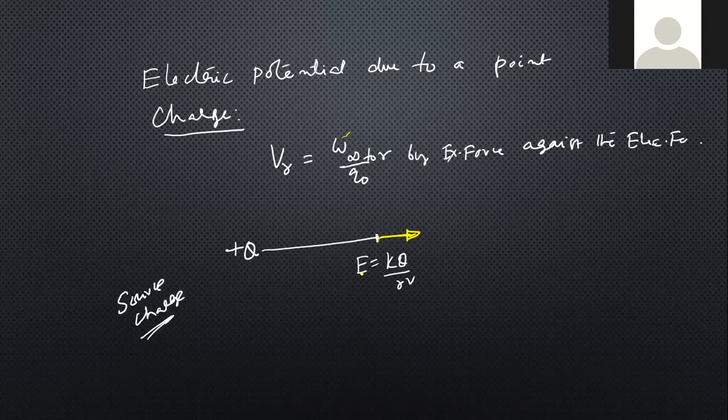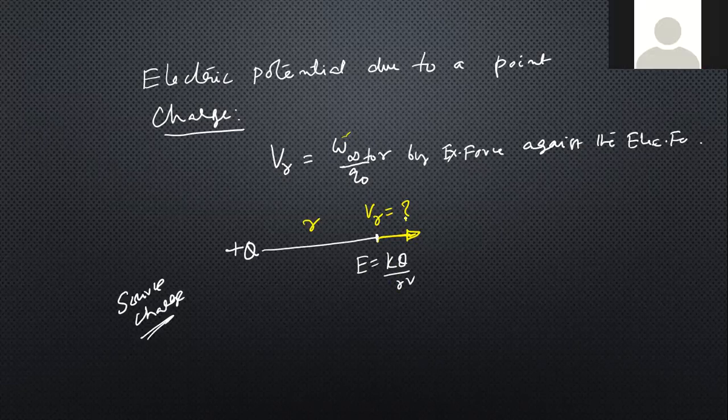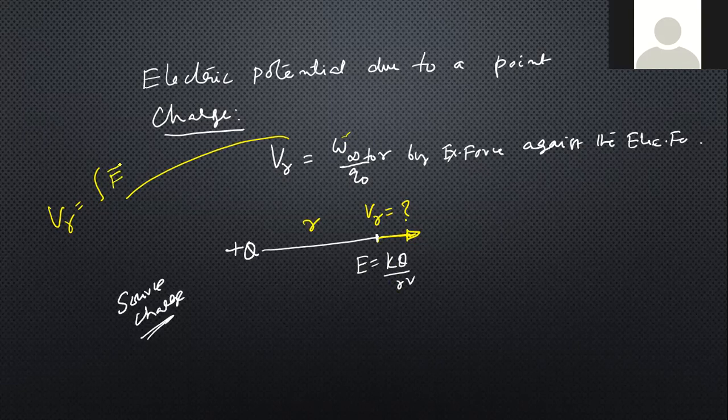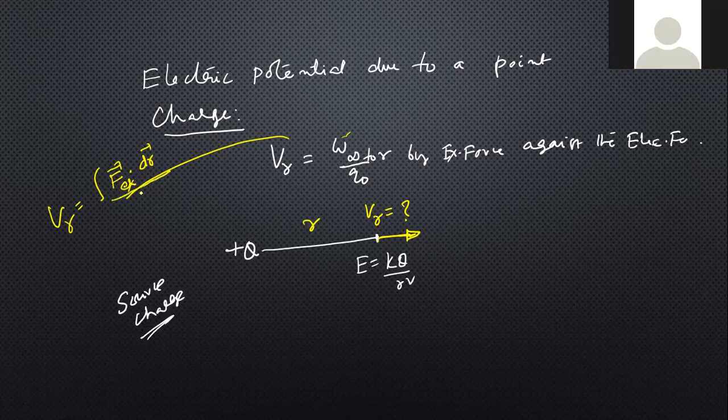So at a distance, at this point, E equals KQ by R square, like this I have. Right? This R distance. So I would like to know how much is VR here. So what do I do now? This I'll write separately once again. V at R equals integral F dot dr by Q naught. F external dot dr by Q naught. But since F external is equal to minus F electric, negative sign.